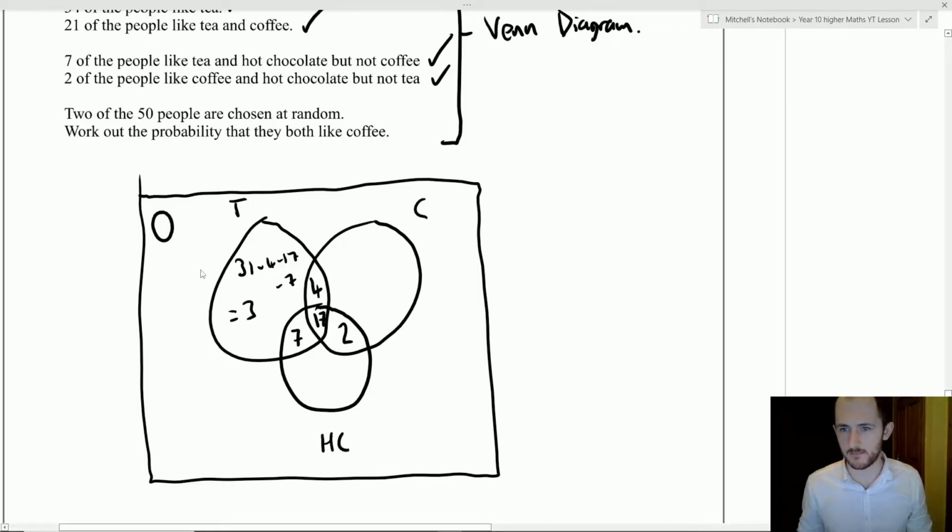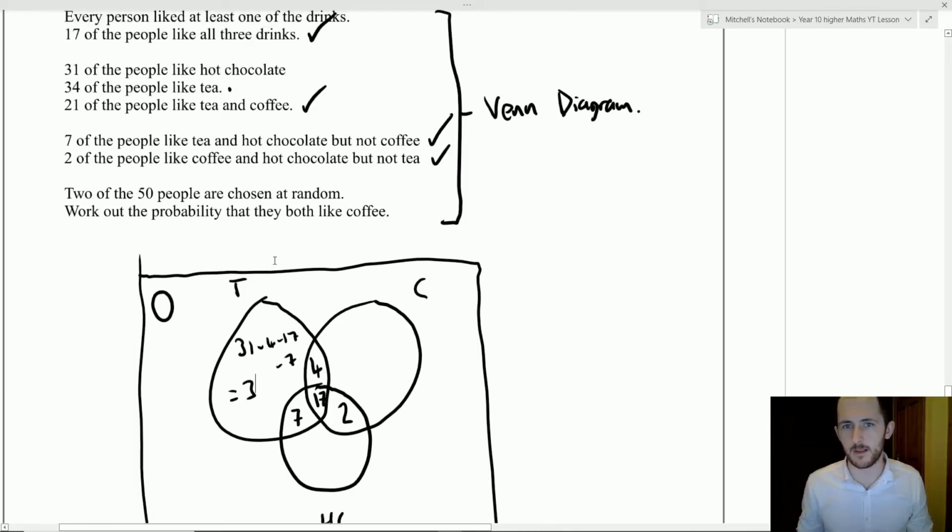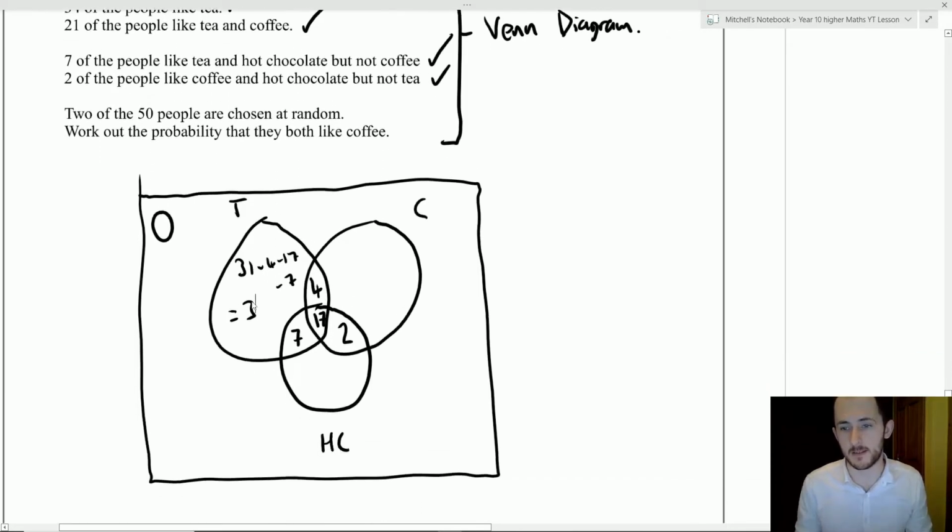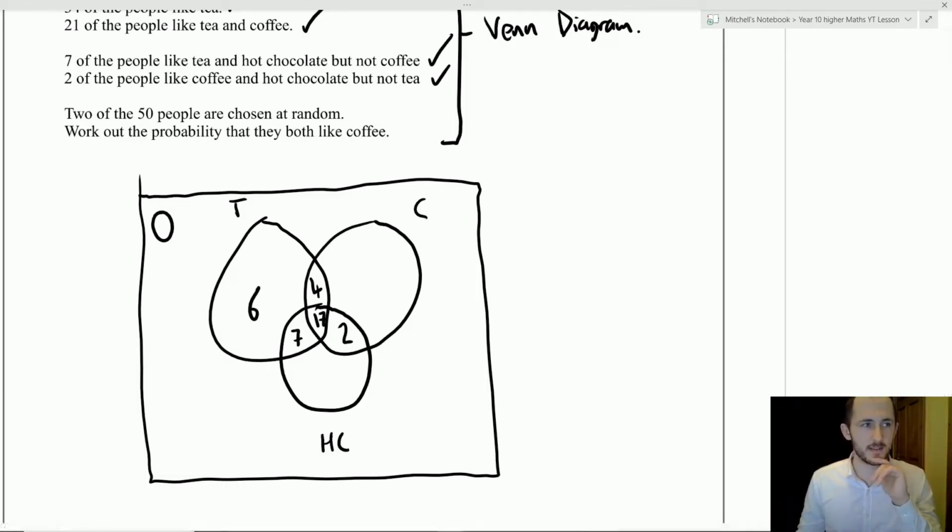Hang on, have I... 7 and 17 is 24. 28, yeah. Oh, sorry, it's 34 people. My bad. So add on 3, that should be a 6. My maths was right, I just chose the wrong number. So the number in there is going to be equal to 6. So I'm hoping that showing you the way I'm working out is helping. But again, stop me the second you don't understand.